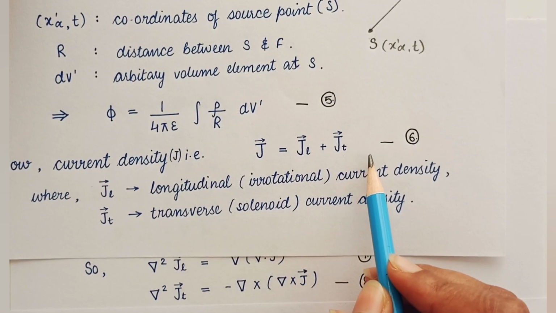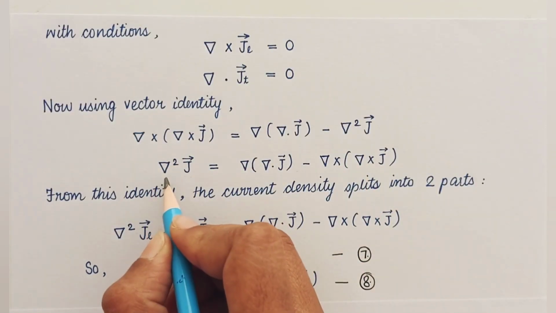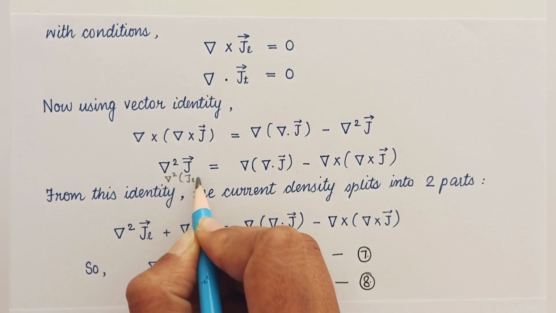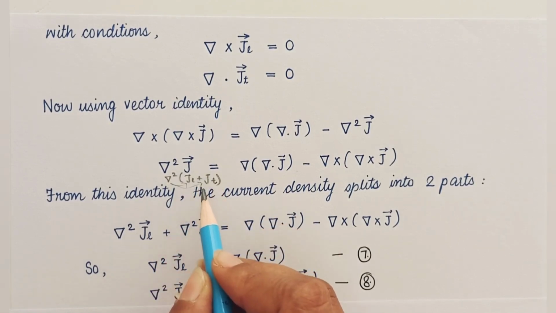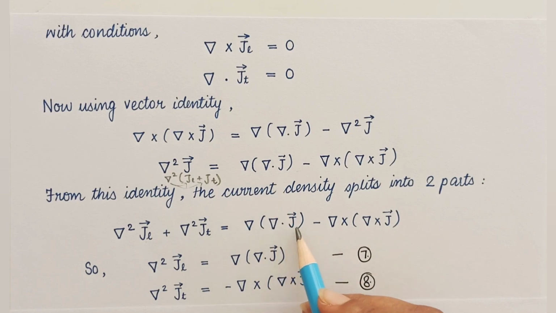Now we are going to place the value of J from the sixth equation, that is J is equal to JL plus JT, over here. We will multiply these two terms by del square, so we will get del square JL plus del square JT is equal to del dot J minus del cross J. Now, comparing the terms of the right hand side and left hand side, we get these two equations, the 7th and 8th equation, that is del square JL is equal to del dot J and del square JT is equal to minus del cross J.